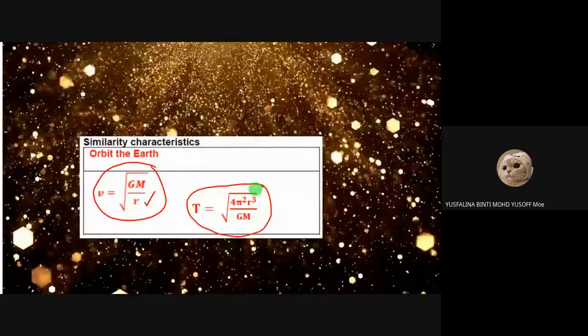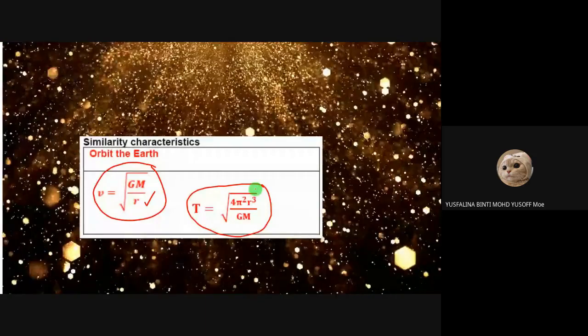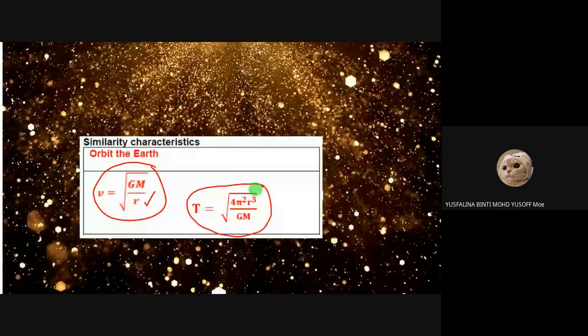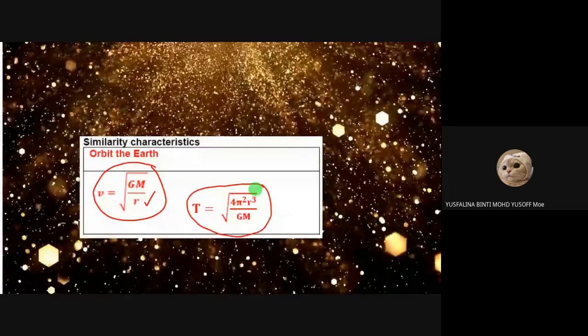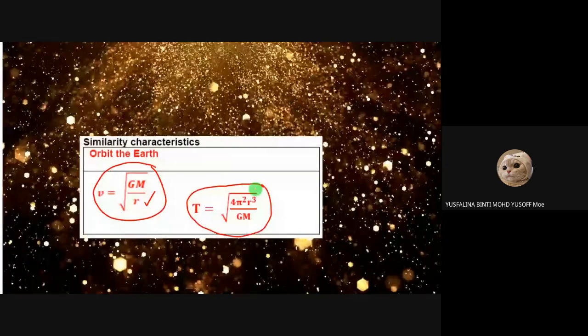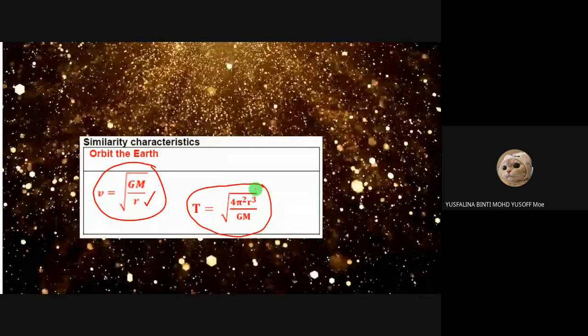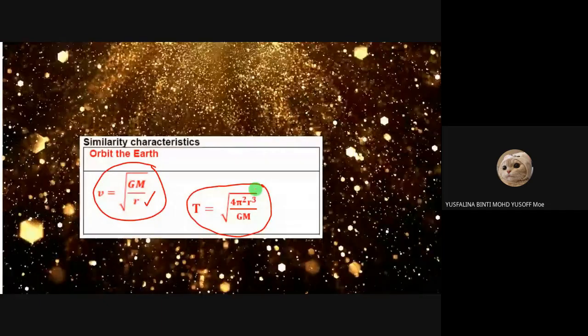Kepler's law. Which part of Kepler's law? Because we learned three laws, right? Yes, the third law. The third law is the law of period. The first law is the law of orbit, the second law is the law of area, and the third one is the law of period. Very good.